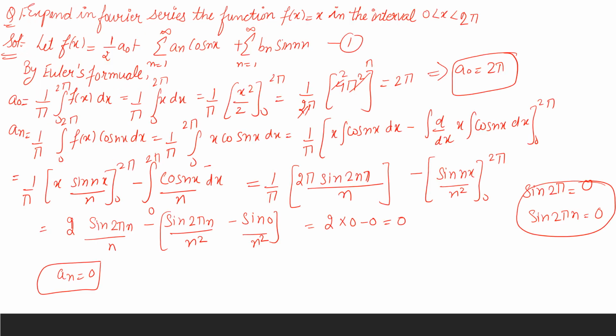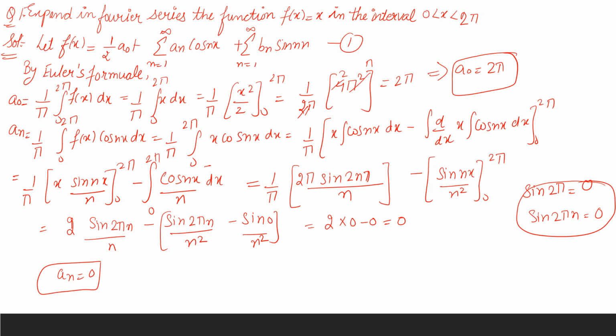Now we will solve our first question: expand in Fourier series the function f(x) = x in the interval 0 to 2π. You already know that if the interval is 0 to 2π, then you don't have to check even or odd function. You have to find a naught, an and bn. So how do we solve this sum? First step: let's assume the function is equal to the series.